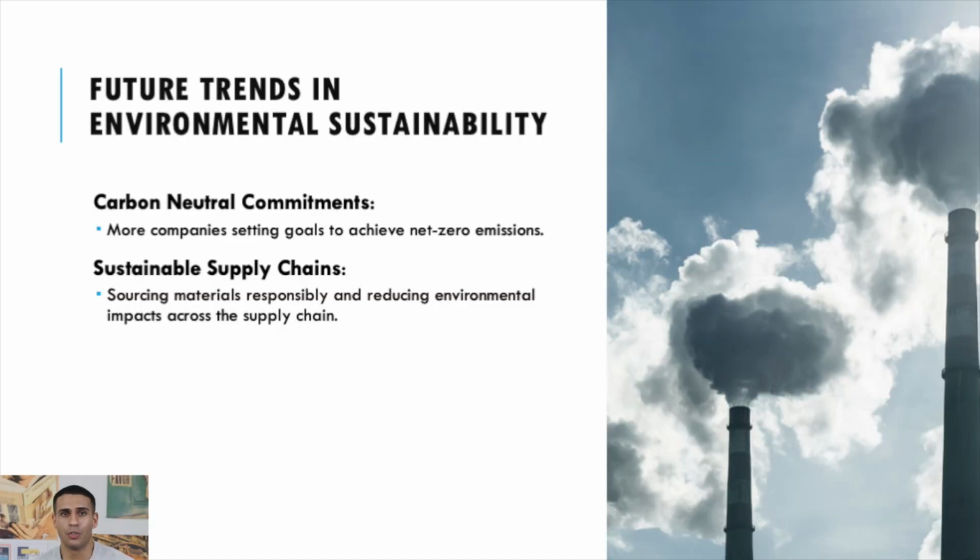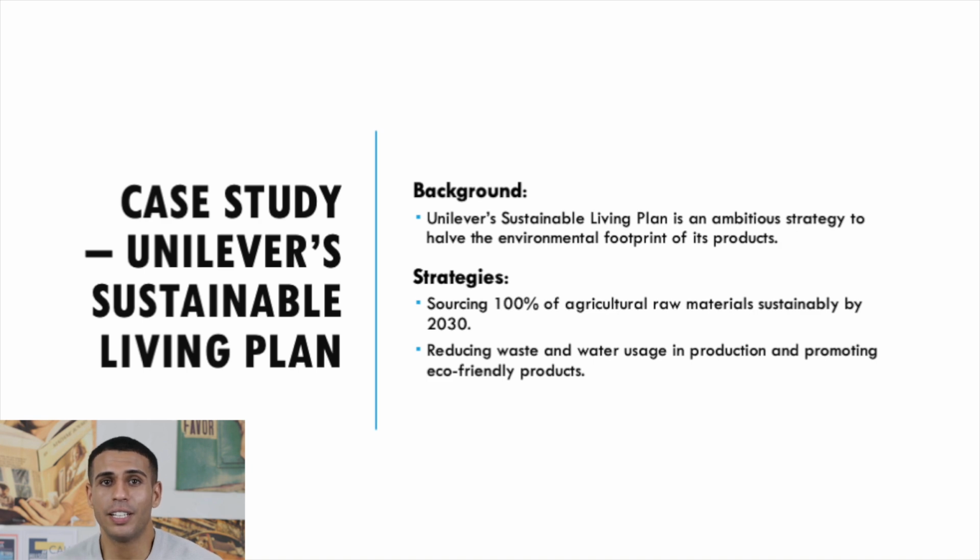4. Carbon-neutral commitments. An increasing number of companies are setting goals to achieve net zero emissions. 5. Sustainable supply chains. Companies are making efforts to source materials responsibly, reducing environmental impacts across the supply chain. These trends show that environmental sustainability is evolving rapidly, and companies that stay ahead of these changes will benefit in the long run. Case study: Unilever's Sustainable Living Plan.